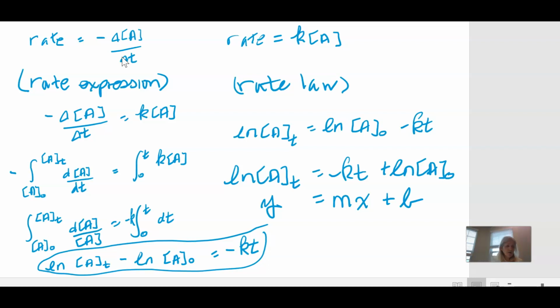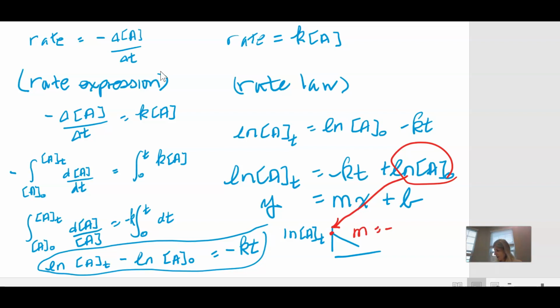and I'm sure that you've read that we can actually graph these data, and you've got natural log of A at some time t, and this is your y-intercept right here. That's this portion right there. And your slope is negative k. And this is time on the x-axis.